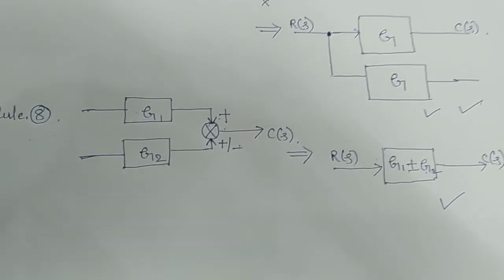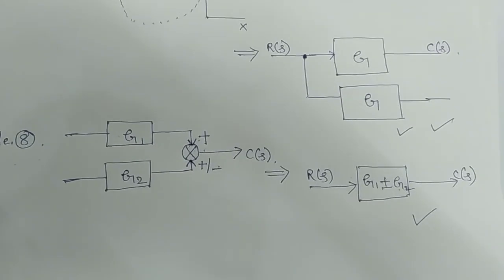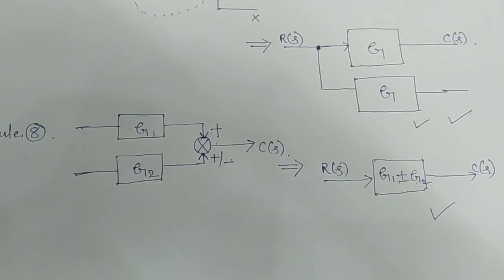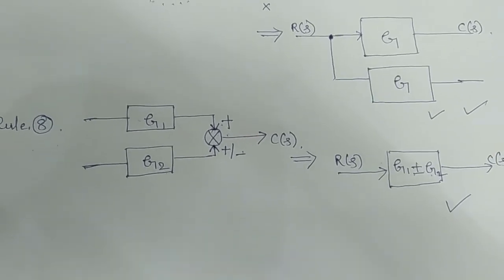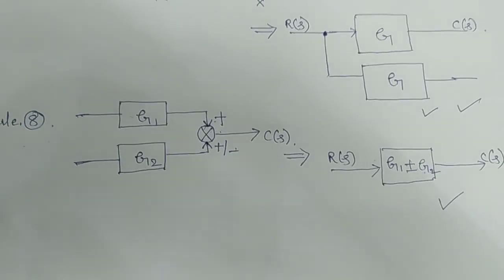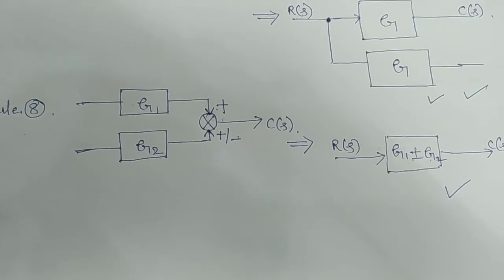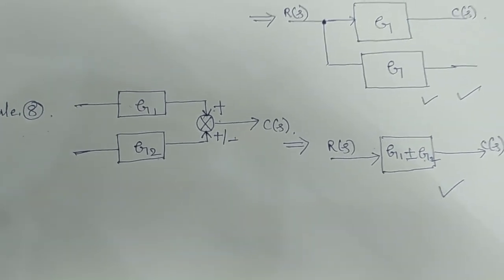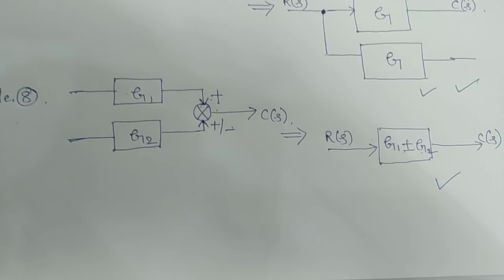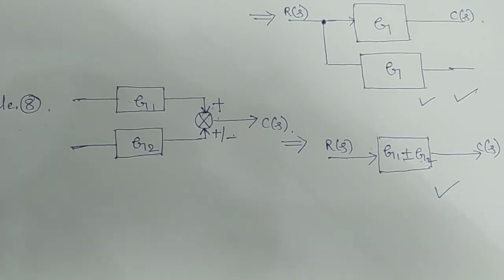So with this I conclude this lecture, and in the subsequent lecture I will explain how, with the help of these rules, a block diagram can be reduced and thereby how the transfer function will be obtained. That we will see in the subsequent lecture.